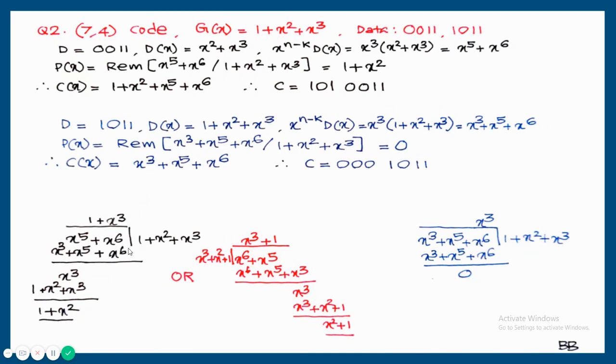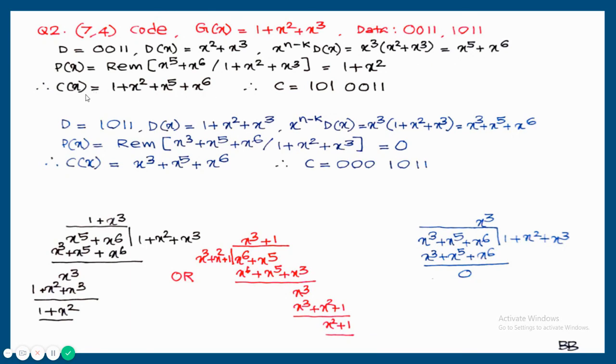If you think it is difficult for you to write like this, you can do it like this also. Write x raised to 6 plus x raised to 5 plus x cube plus x square plus 1. Do the normal division. Finally, you will get x square plus 1. But when you're writing the answer, don't write x square plus 1. You write 1 plus x square. So I'm writing that answer here, 1 plus x square. The remainder is 1 plus x square. The product is x raised to 5 plus x raised to 6.